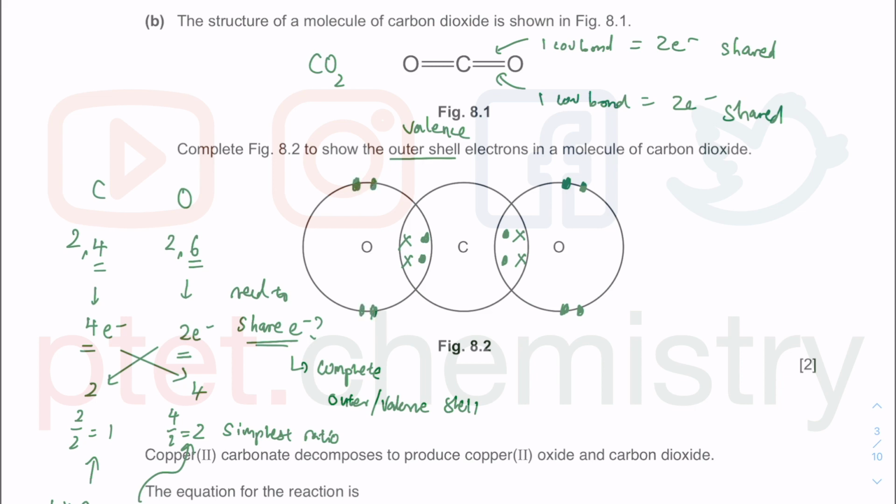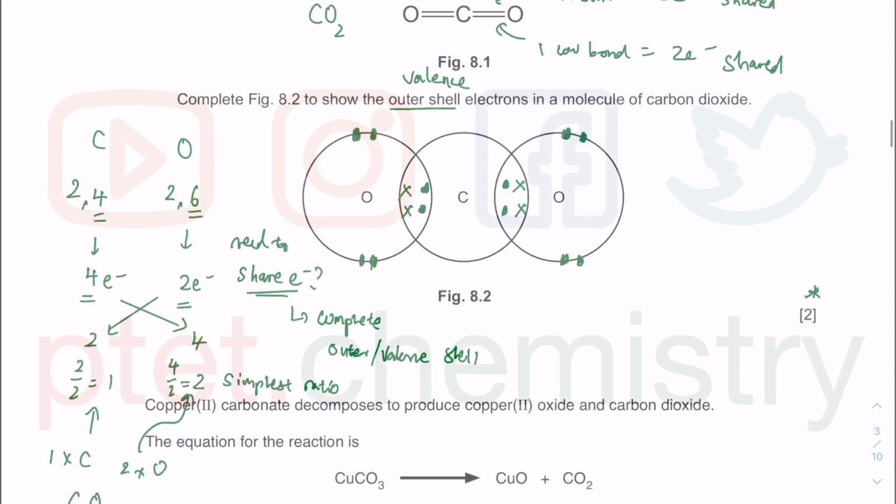So if you count now, the oxygen started with 6 dots because 6 valence electrons. It now shares 2 from carbon. Now this oxygen has 8 electrons in the outer shell. This oxygen started with 6 dots and it shared 2 crosses from the carbon. So now it has 8 electrons in the outer shell. This carbon started with 4 crosses and now it shares 4 of the outer shell electrons with 4 more, 2 from each oxygen. So now 1, 2, 3, 4, 5, 6, 7, 8. This carbon has a fully filled outer shell. You got to check in order to get your full marks just like that.